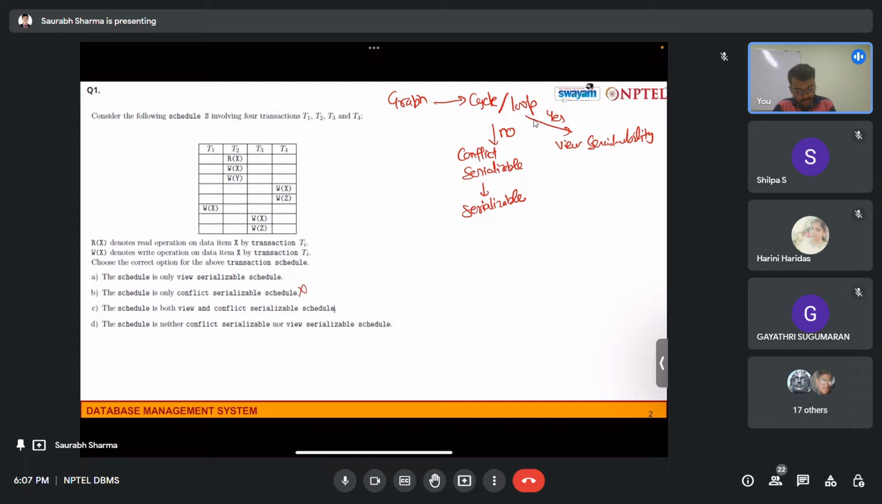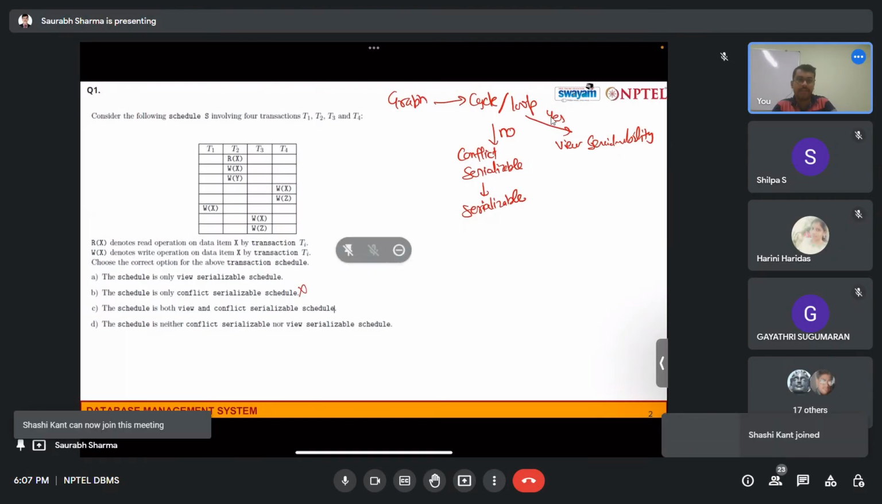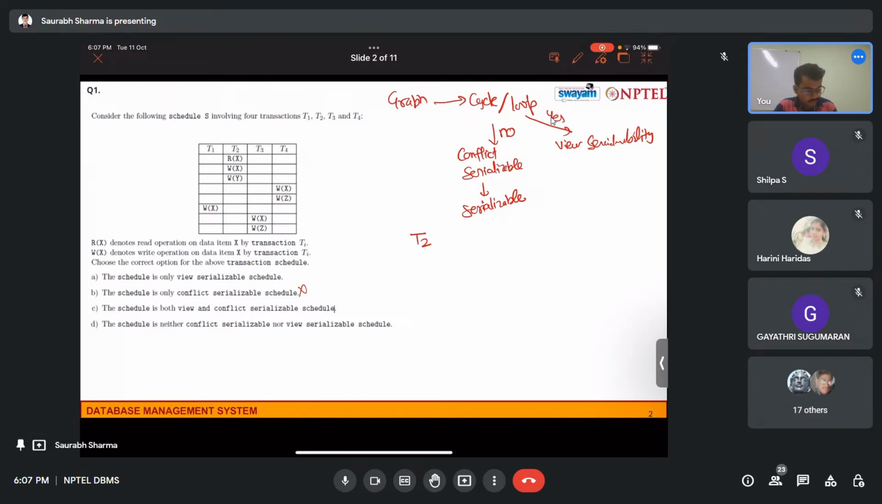If we consider this as a timeline, first, what will be executed? We can see Rx is there in T2, so the first execution will be of T2. First, I should write all the transactions one by one. There are four transactions: T1, T2, T3, T4. Consider these four as four states.